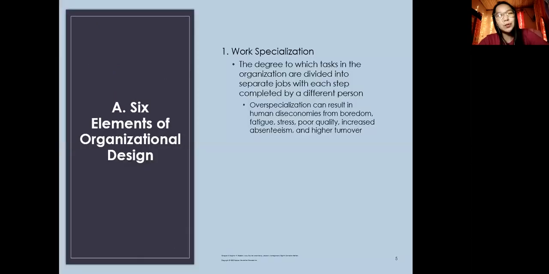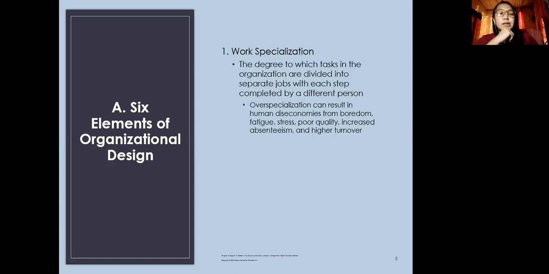Okay. So here it is. What are the 6 elements of organizational design? So the number one in the list is work specialization. So work specialization is the degree to which tasks in the organization are divided into separate jobs with each step completed by a different person. Okay, so I think in the first module, we have discussed what is the meaning of specialization. Okay, specialization means working in a specific job that you are best at. So, work specialization is the degree to which tasks in an organization are divided into separate jobs.